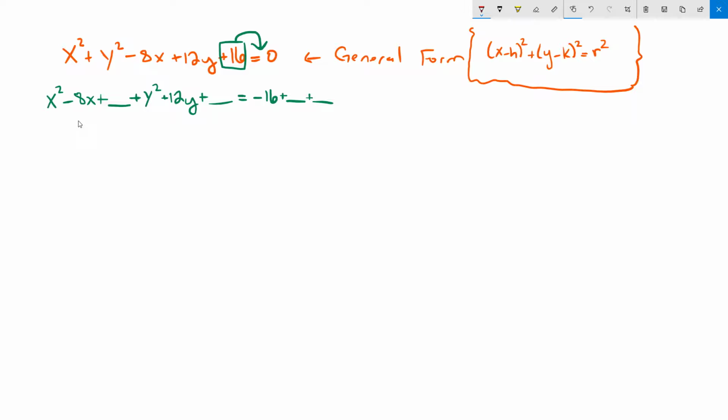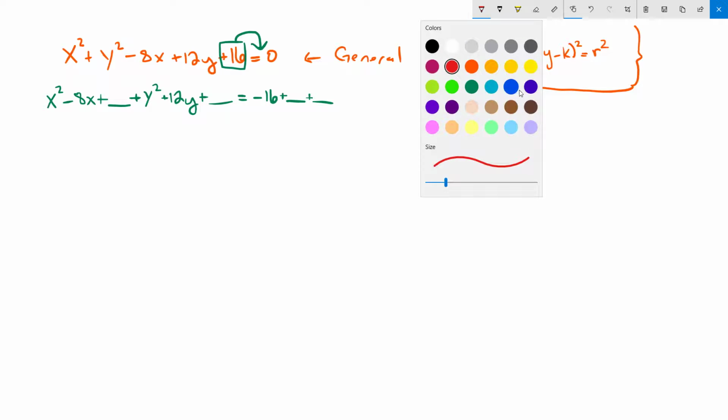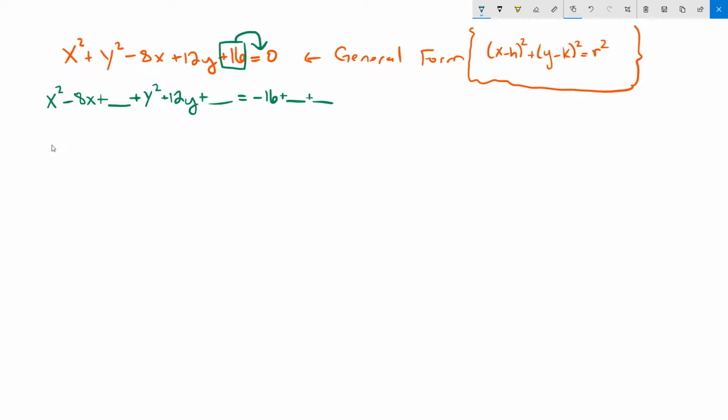I'm going to do everything I do when completing the square in a different color. Let's say we'll do teal. So everything I do for completing the square is going to be in teal. The first thing we're going to do is look at this number right here, the coefficient of the x value. Right now we're only focusing on x. Eventually we'll do the y as well.